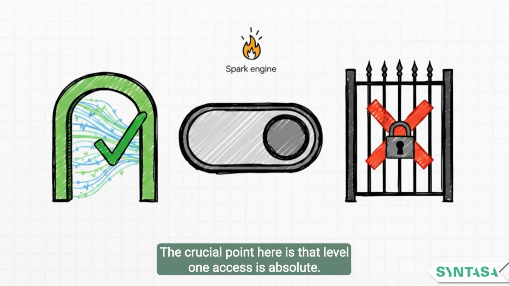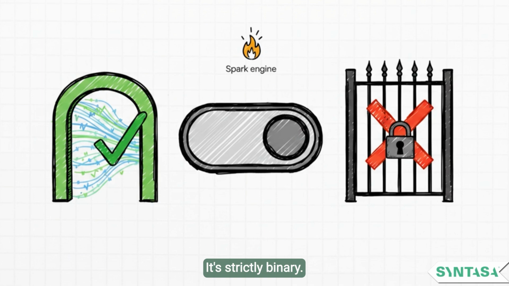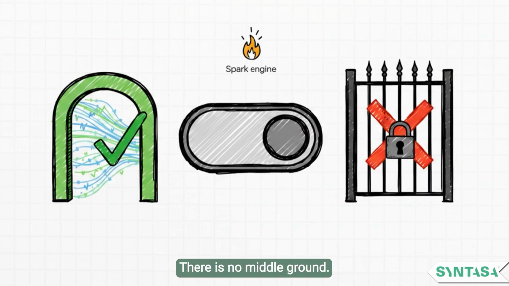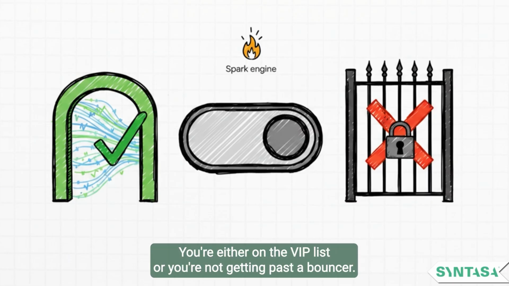The crucial point here is that level 1 access is absolute. It's strictly binary. You either have full read and write access to that data plane, or you are completely locked out. There is zero middle ground. Think of it like a highly exclusive club. You're either on the VIP list, or you're not getting past the bouncer.